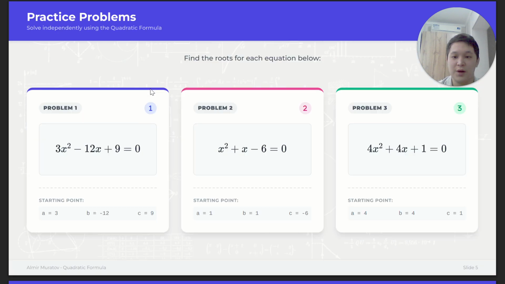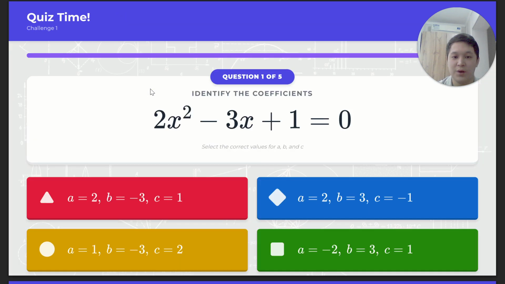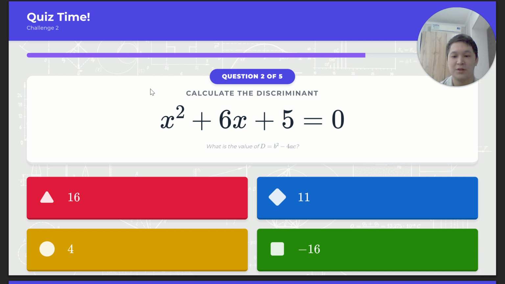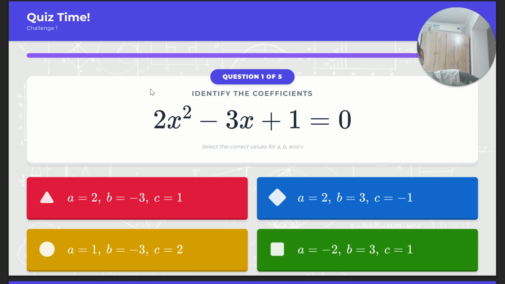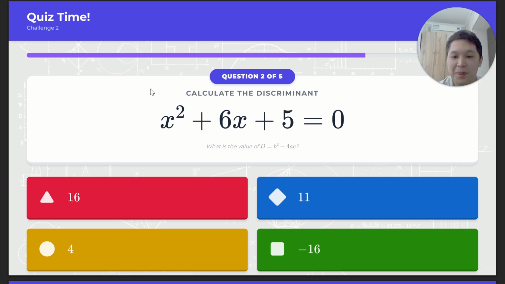So I told you everything, I think. Here we have some past 5 questions like a Kahoot. Let's play. Everyone can see that we should identify the coefficients. Select the correct values for A, B, and C. Who knows it? Yes, of course it's A: a = 2, b = -3, and c = 1.